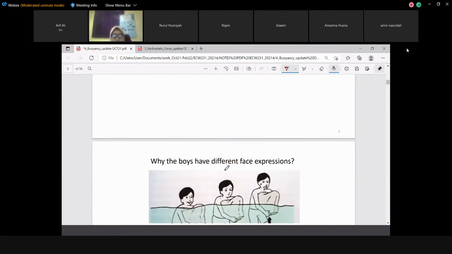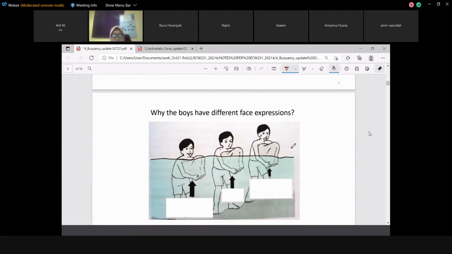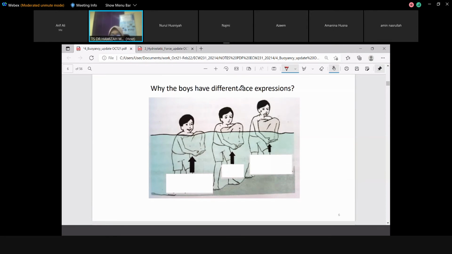Okay, so we need to recall your physics. So why the boys have different face expression? So which one they feel heavy? Yang mana? Okay, the last one. Yang kat sini you can see the sweating. So bila dalam air, the weight akan berkurang due to the buoyant force. Okay, bila partially immersed, dia akan lebih berat. That's why the boy feel tired holding the rock ni, batu.